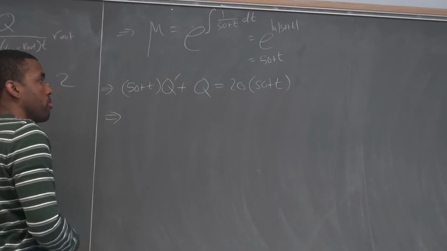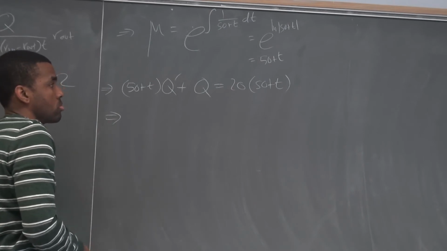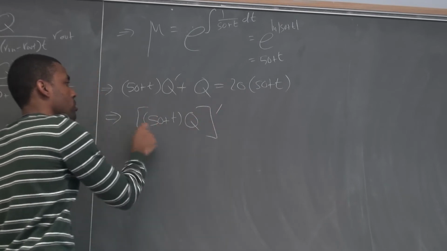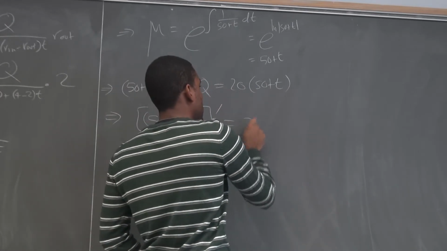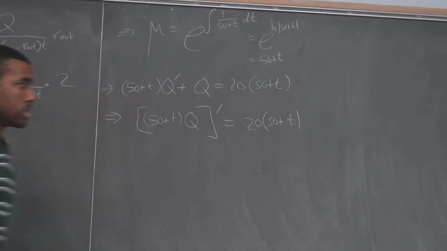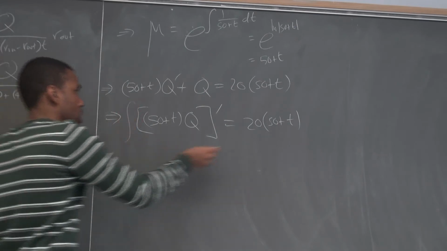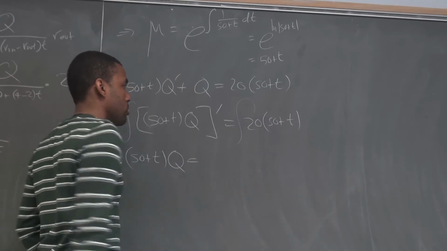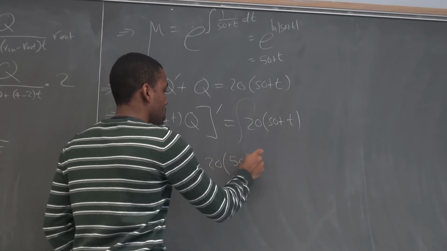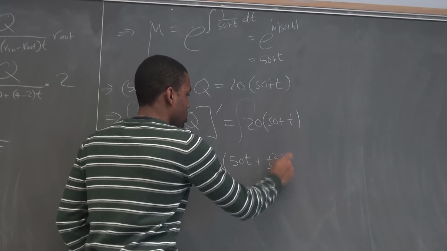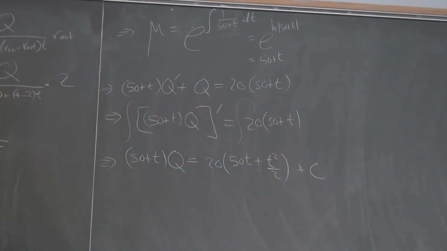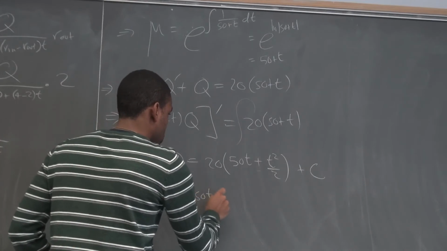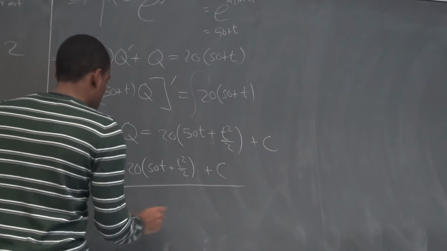What happens to the left side? What does it become? The derivative of 50 plus t times Q, product rule. Over here, I just have 20 times 50 plus t. Now what? Integrate both sides. So 50 plus t times Q is equal to the integral, 50t plus t squared over 2 plus c. This means Q is equal to 20 times 50t plus t squared over 2 plus c, all over 50 plus t.